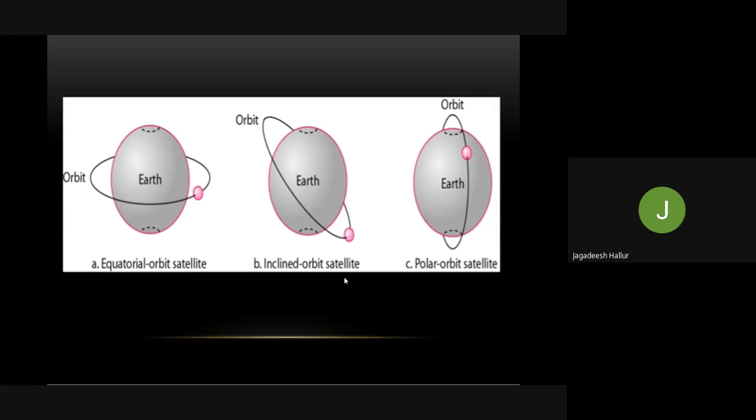The inclined orbit satellite has an angle, the inclination angle I. What is I? It is the angle at which the orbit cuts the equatorial plane. That angle is called the inclination angle, which can be 30 degree, 60 degree, 90 degree, so the satellite is revolving at an angle. A polar satellite is always in the 90 degree direction. These are the different types of orbits: equatorial, inclined, and polar orbit.